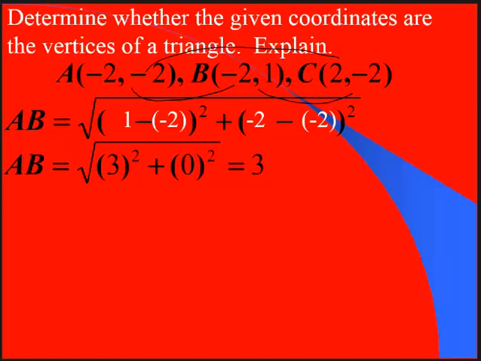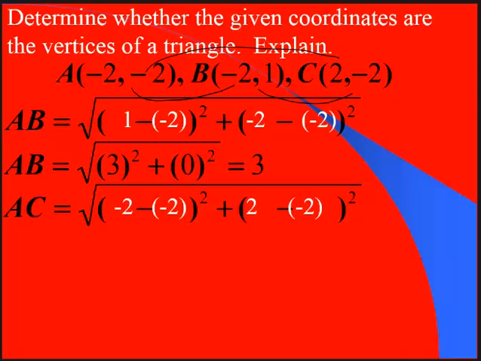Now let's do the distance between A and C. Again, we're going to say y2 minus y1 squared plus x2 minus x1 squared. So we're going to fill in these numbers. Again, subtracting a negative here gives us a positive. Subtracting a negative gives us a positive. Negative 2 plus 2 is 0. 2 plus 2 is 4.